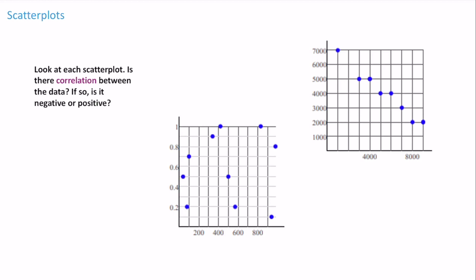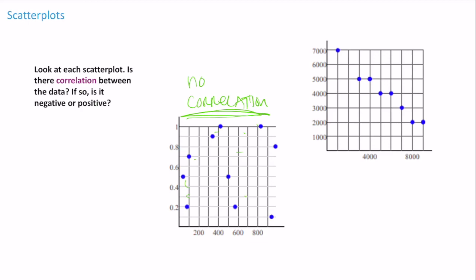Is there correlation between the data? If so, is it positive or negative? In this first one, you can see these dots are all over the place. There's no clear line that I could draw that kind of represents the data flow. So this would just be no correlation in this graph, in this scatter plot, okay?